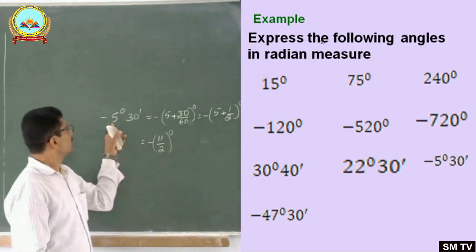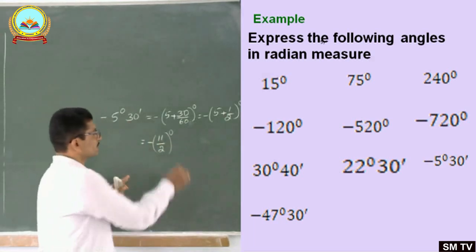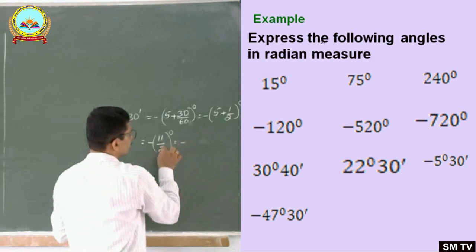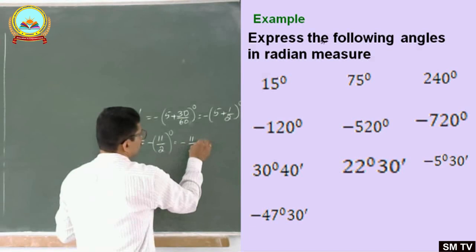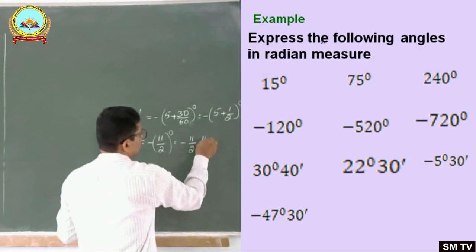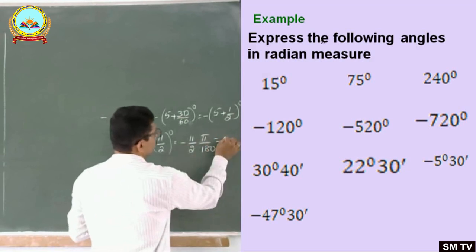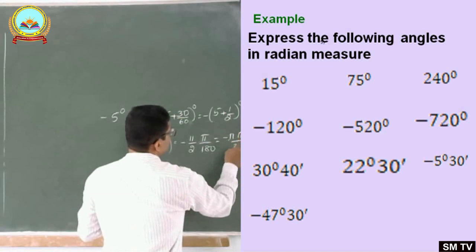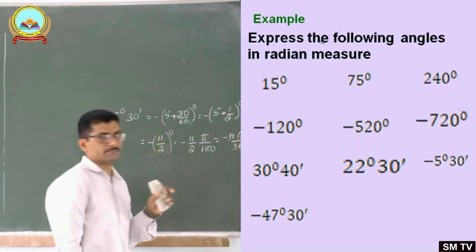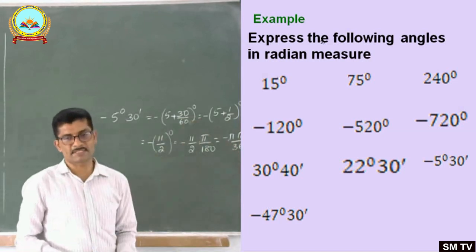It means 5 degree 30 minutes means 11 by 2 degree. Next, we are multiplying this 11 by 2 by the conversion factor pi by 180. 11 divided by 2 into pi divided by 180. Therefore, this value is equal to minus 11 pi divided by 360 radian. This one is the conversion of degree to radian measures.